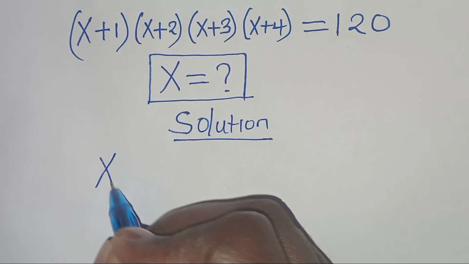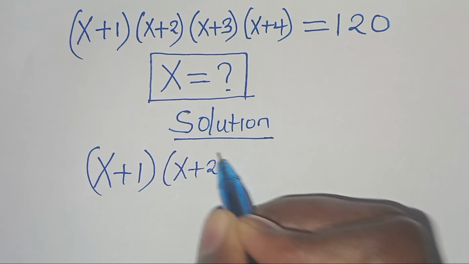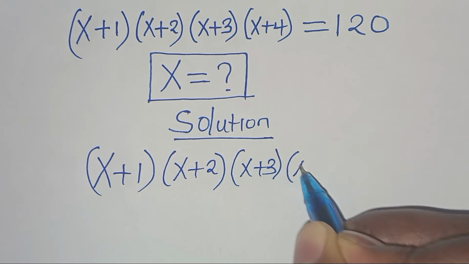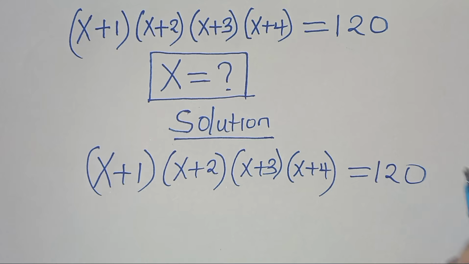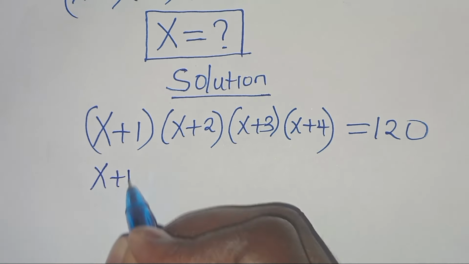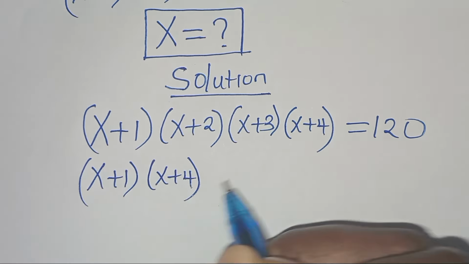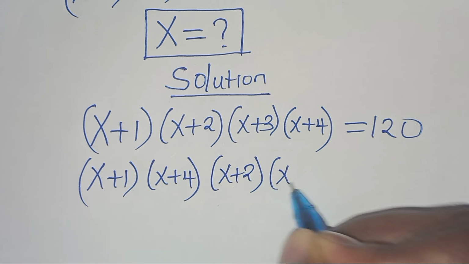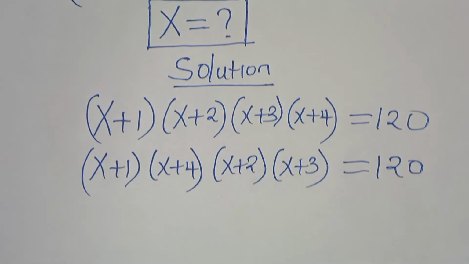We have (x + 1) multiplying by (x + 2) multiplying by (x + 3) multiplying by (x + 4). This is equal to 120. So the first step to do here, we multiply (x + 1) multiplying by (x + 4). Then we have (x + 2) multiplying by (x + 3). This is equal to 120.